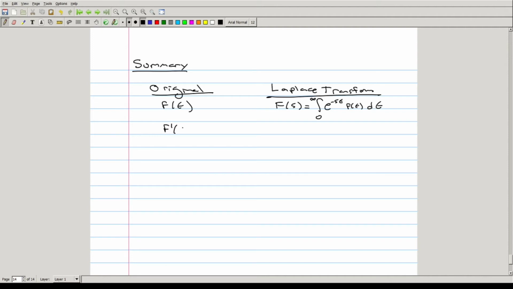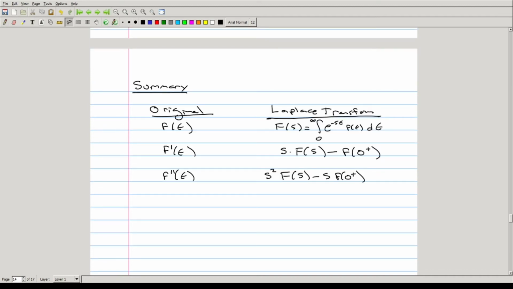If we take the Laplace transform of f prime, we've shown that is the same thing as s times the Laplace transform of f minus the limit as t approaches 0 from the right of the function f. Alright, the Laplace transform of f double prime of t is equal to s squared times the Laplace transform of f, minus s times the limit of f as t goes to 0, minus the derivative of f as t goes to 0 from the right.